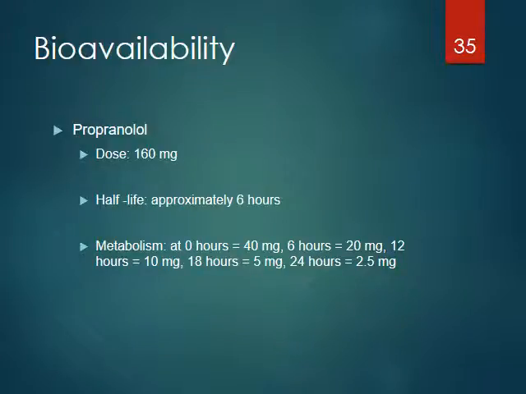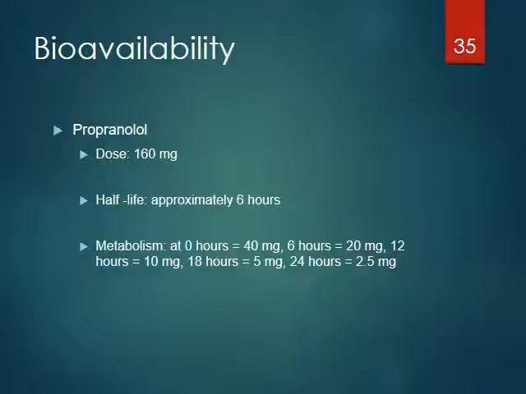One of the next things we can also look at is the metabolism of propranolol. Looking at the half-life of the drug, let's say that it has an approximate half-life of 6 hours. So based on that, if you're looking at metabolism of the drug over time, you'd see that at initial time 0, so this is say when all the drug has been absorbed to the GI tract, the total body level of propranolol is going to be 40 milligrams.